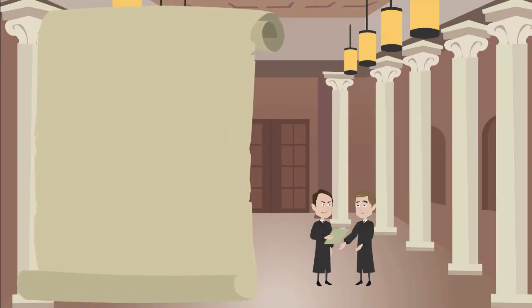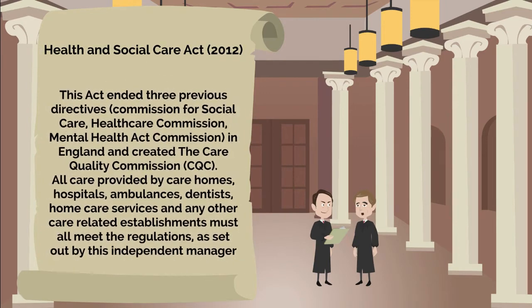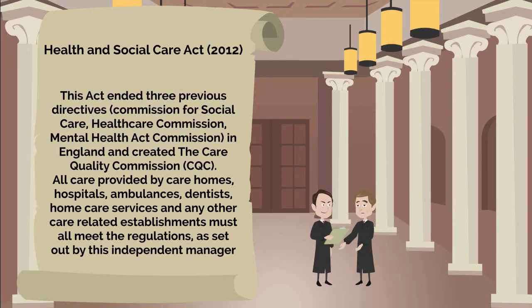Health and Social Care Act 2012. This Act ended 3 previous directives: Commission for Social Care, Healthcare Commission, Mental Health Act Commission in England, and created the Care Quality Commission, CQC. All care provided by care homes, hospitals, ambulances, dentists, home care services, and any other care-related establishments must all meet the regulations as set out by this independent manager.